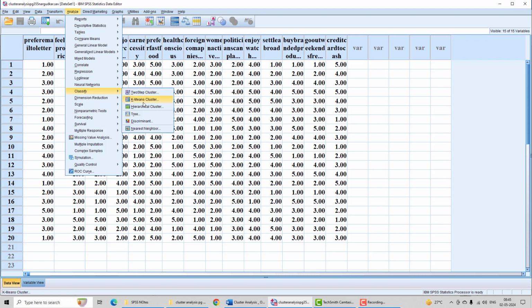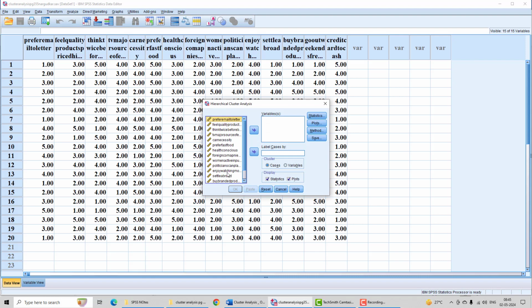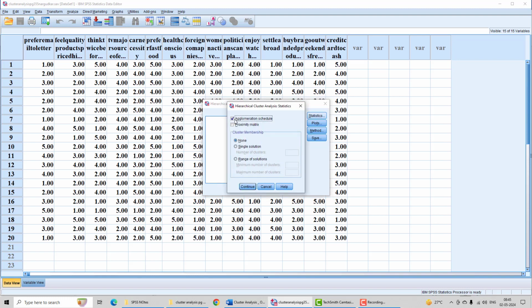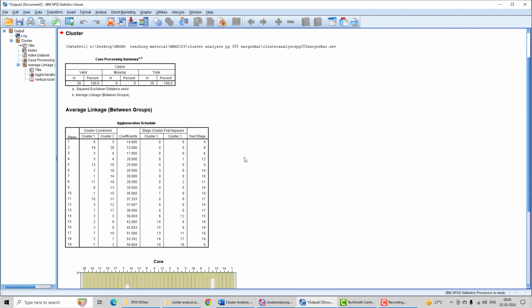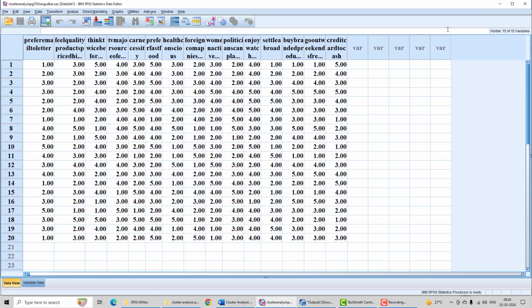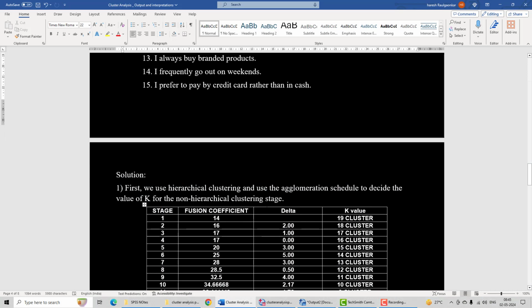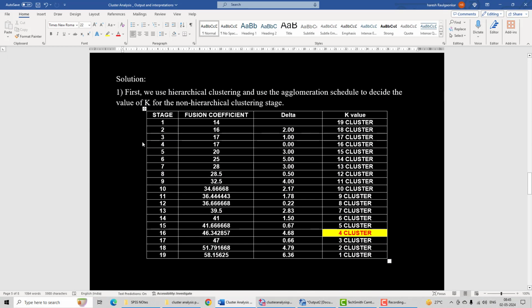Analyze. Here we are using Classify and we are using Hierarchical Cluster, and select all using Control A, and then in Statistics go for Agglomeration schedule. Other things we are not really looking for, so we will go for the agglomeration schedule, and we will get this particular agglomeration schedule which I have already captured in the Word doc. So let us go to the Word doc.